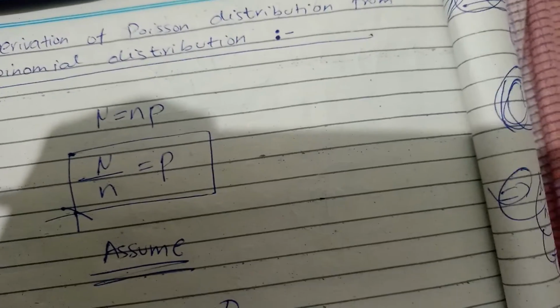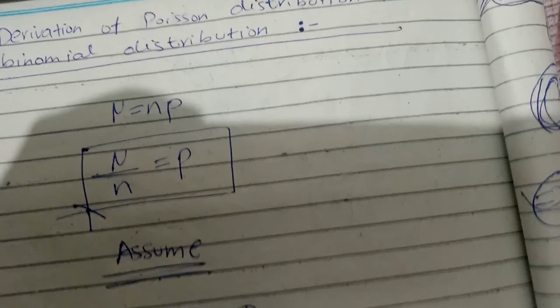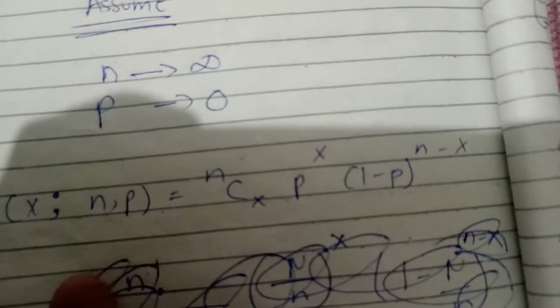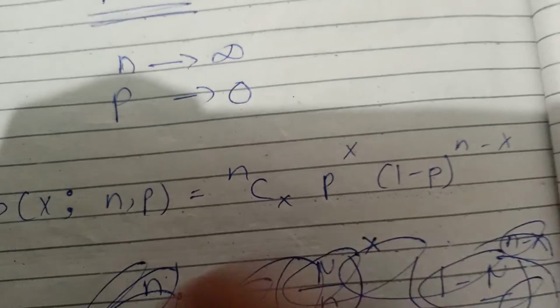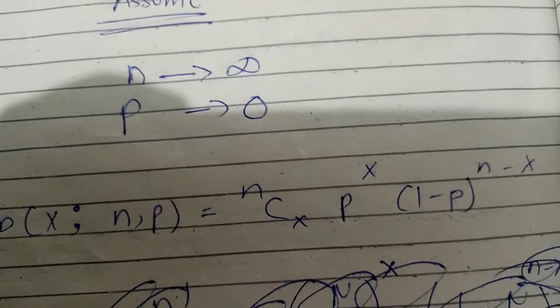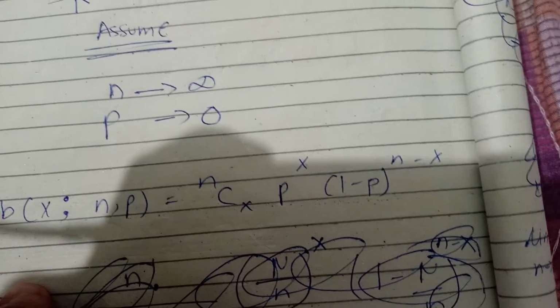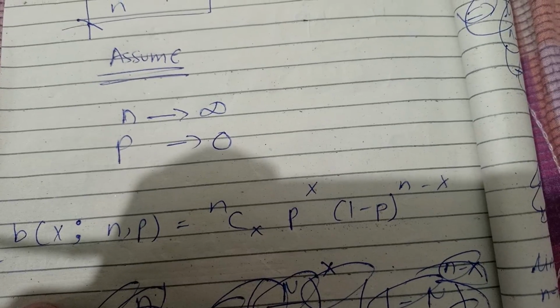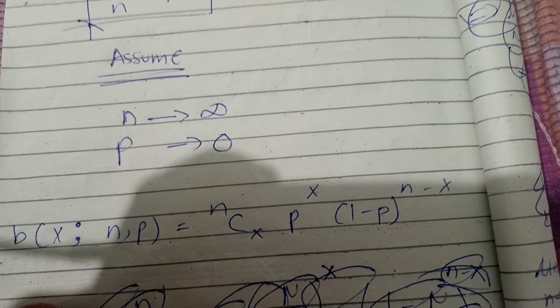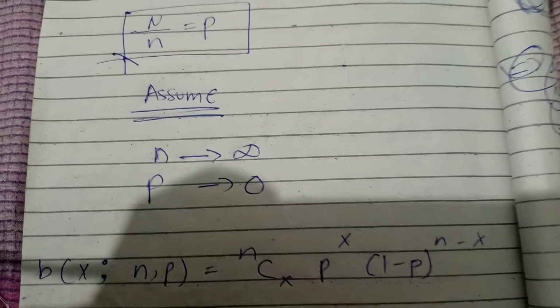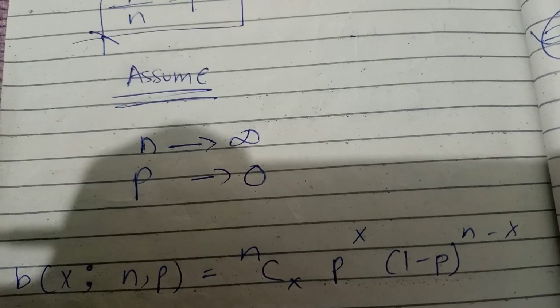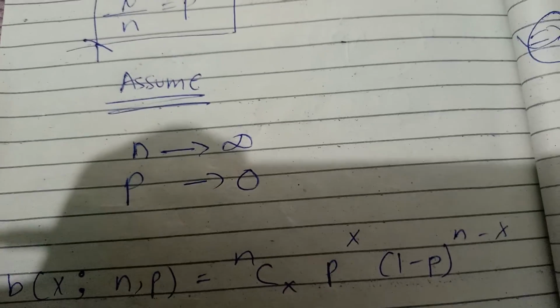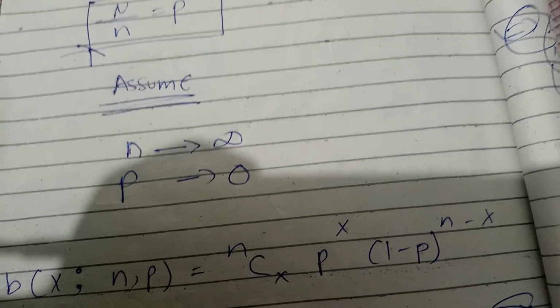So we have mu is equal to np, as we know. So we have to go from binomial to Poisson. As we know, two parameters are in binomial: n and p, where n means the number of trials, and p means the success rate. And the formula of binomial is nCx p to the power x, (1 minus p) to the power n minus x. And let's assume that n, the number of trials we are performing, is infinite, like there are so many, and the success rate is almost zero. That is the case where we will jump from binomial to Poisson distribution.